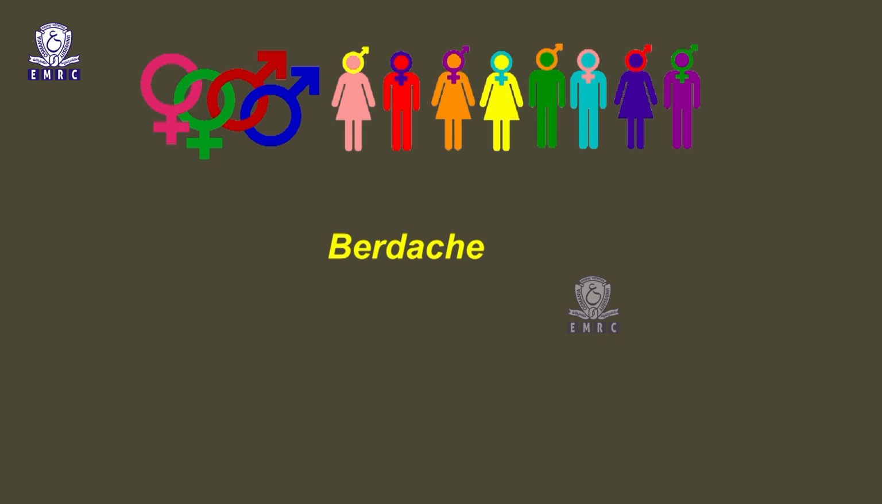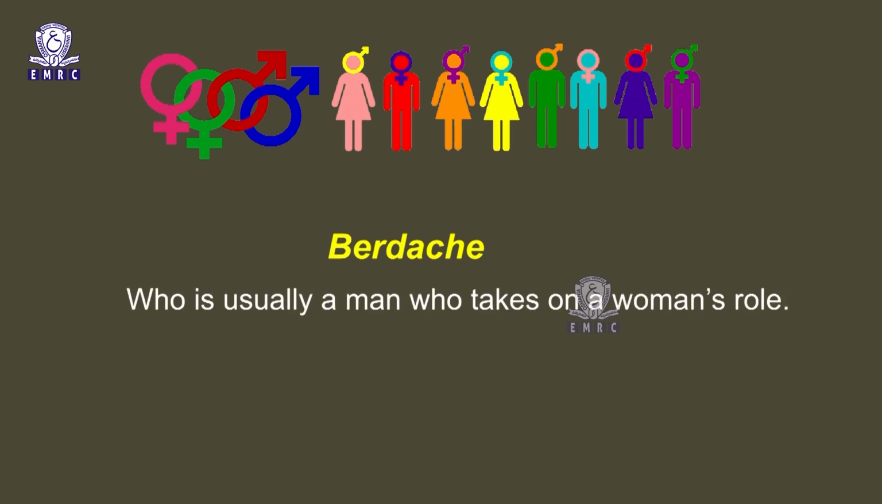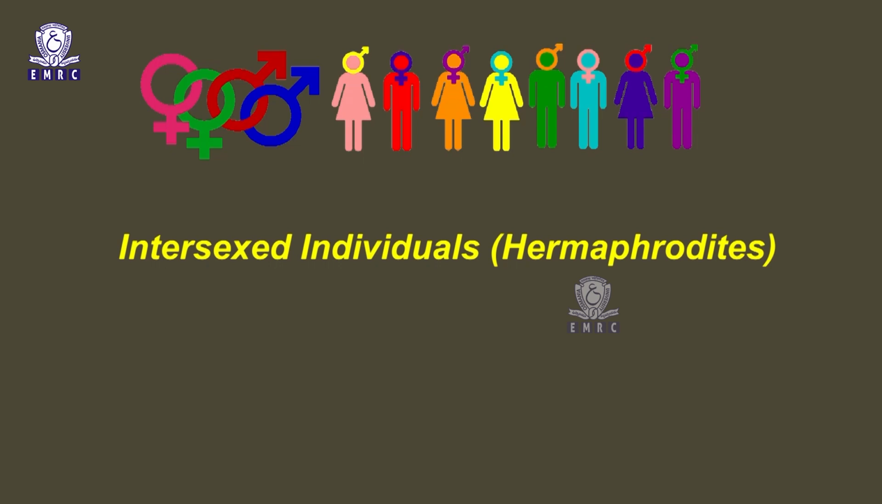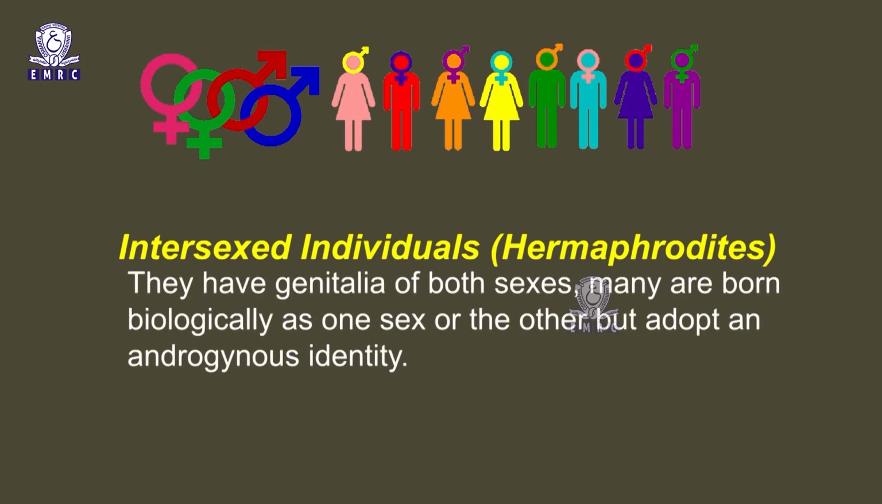In some societies, a third intermediary gender category is recognized. Anthropologists call this category the berdache, who is usually a man who takes on a woman's role. This intermediary category combines aspects of both femininity and masculinity of the society in which it is found and is thus considered an androgynous gender. Although some people in this category are born as intersexed individuals, formerly known as hermaphrodites, meaning they have the genitalia of both sexes, many are born biologically as one sex or the other but adopt an androgynous identity.